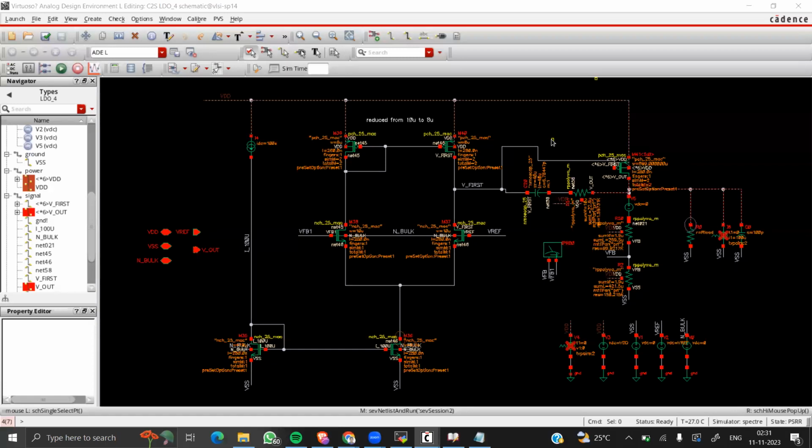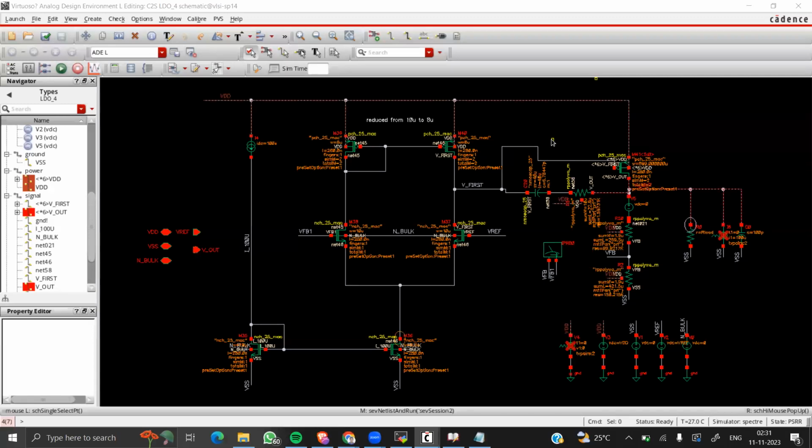Today I'll be speaking about the description and design of the LDO structure with different configurations. As on the screen, you can see the schematic of the LDO that has been designed. Basically, before getting into that, let us see what an LDO is.